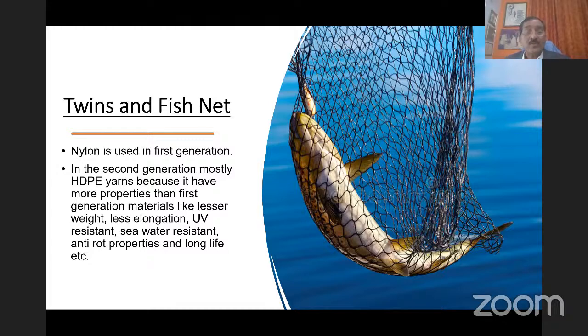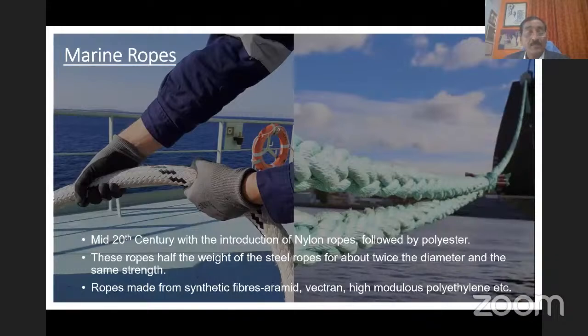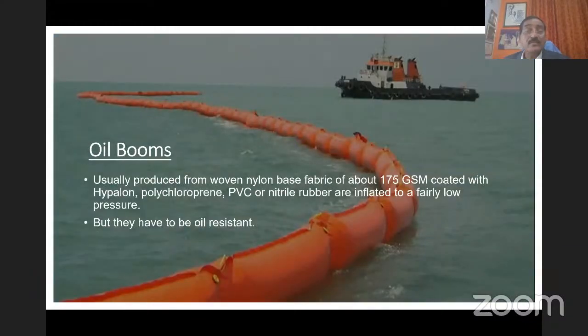And marine ropes: in the mid-20th century came the introduction of nylon ropes, followed by polyester. These ropes, half the weight of steel ropes, were about twice the diameter and of the same strength. Ropes are made from synthetic fibers, aramid, Vectran, high modulus polyethylene, etc. Oil booms, I think, are very much used in transporting oil from the sea to shore. They are usually produced from woven nylon base fabric of about 175 GSM, coated with Hypalon, polypropylene, PVC or nitrile rubber, and inflated to a fairly low pressure, but they have to be oil resistant.